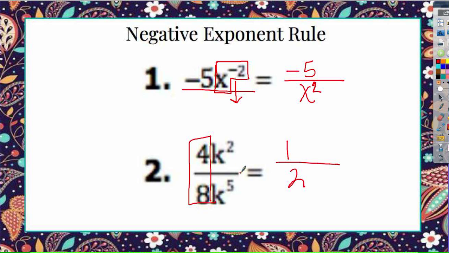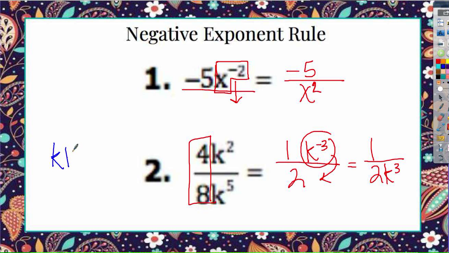K squared over k to the 5th initially would become k to the negative 3rd, but it's because this really still belongs on the bottom. It should really be 1 over 2 times k to the 3rd. When you start getting more familiar with this, you're going to start realizing that that's happening because I've got 2 k's on top, 5 k's on bottom, and only 2 sets are canceling, so k to the 3rd really just needs to remain in the denominator.